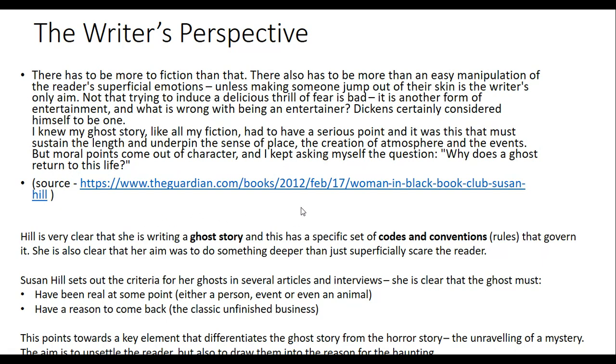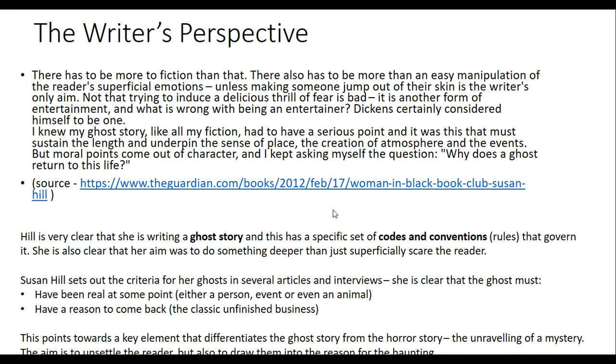She's very clear that she's writing a ghost story, and that her ghost story actually has a very specific set of codes and conventions, these rules that will govern what occurs. She is very clear that her ghost has to have been real, has to have been the reality of a person or an event or an animal, and in her case, we kind of get a compound of all three. And that has got to be some kind of unfinished business, some reason for the existence of the ghost.